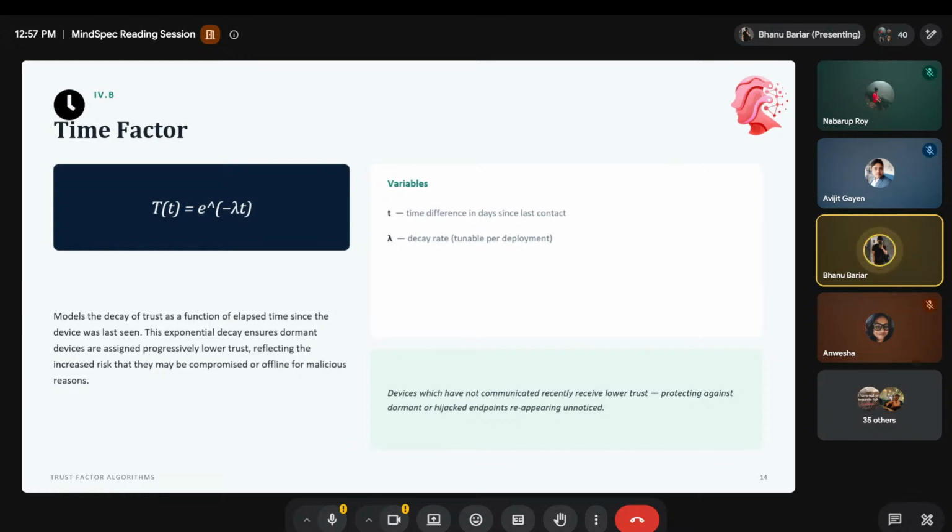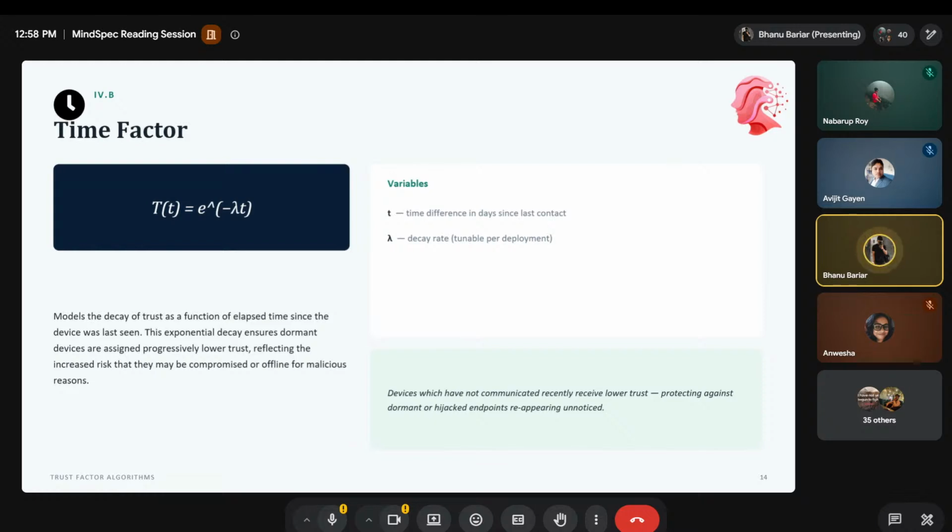Here, the authors in this model use the exponential decay equation. The variables are: t, representing the elapsed time since the device last communicated, and lambda, which is called the decay rate. It controls how quickly trust decreases. If lambda is large, trust decreases rapidly, and if lambda is small, trust decreases more slowly.